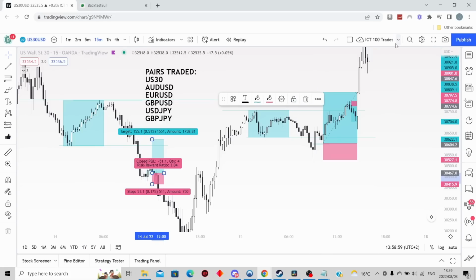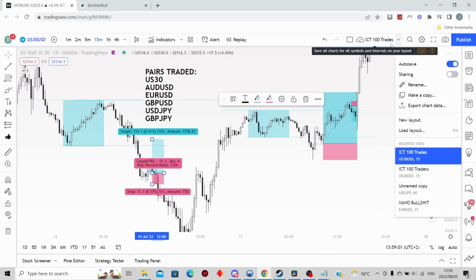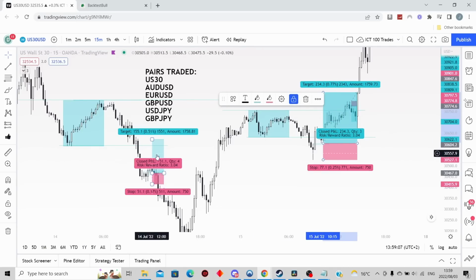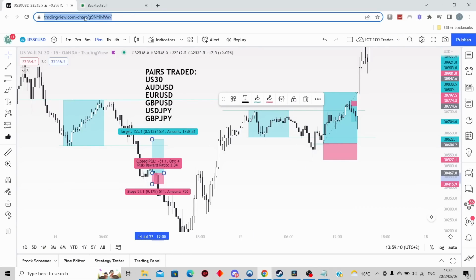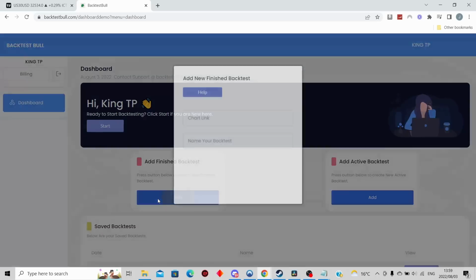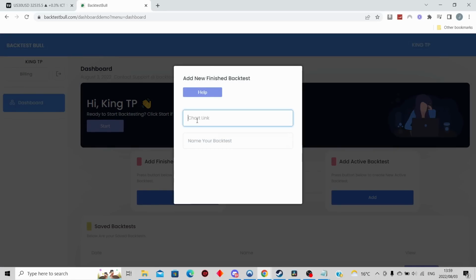Now we're going to show you the steps. It's as simple as click on manage layouts, enable chart sharing, make sure all winning trades have the lock, all losing trades don't. Go to your TradingView chart URL, which you can see here. Make sure you use the website and not the desktop app to backtest. Click to copy this part after chart slash. Go over to backtestbull.com, link in the description. Click on add finish backtest.